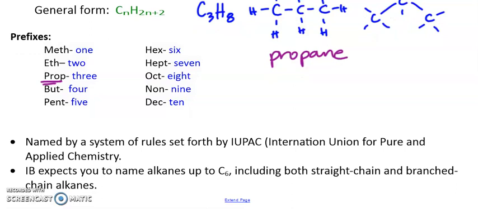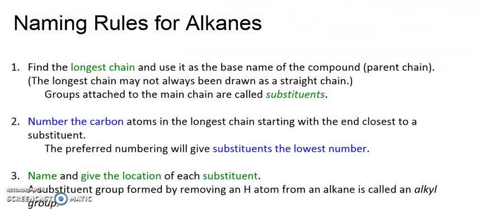So for the names here, there's a set of rules. They're set forth and decided by the IUPAC, which is the International Union for Pure and Applied Chemistry. These are also the same group that determines an element's name when a new one is discovered, that kind of stuff. IB expects you to name alkanes up to C6. So they really aren't probably going to ask you about a heptane, for example, but honestly, they could, and I wouldn't be surprised. All right, so let's discuss the naming rules and then do some examples.